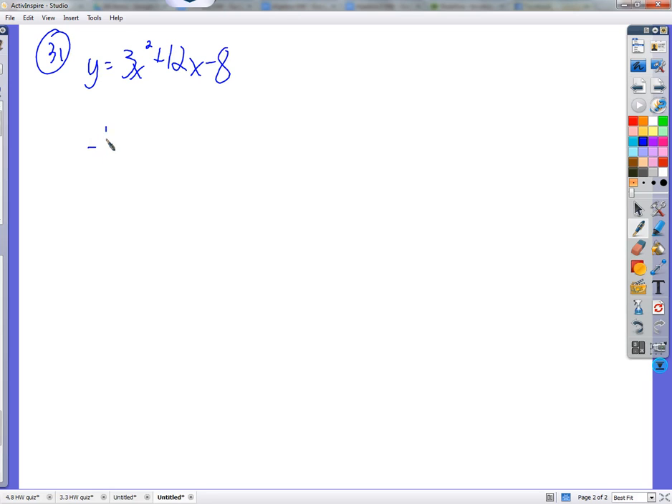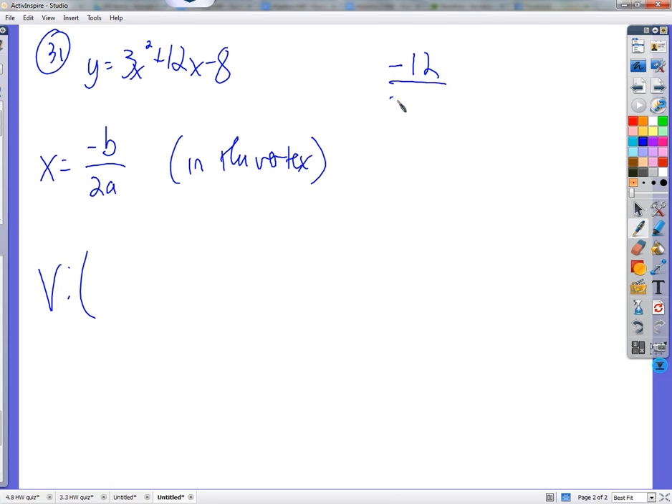Okay, yes. Not quite enough to say negative b over 2a. What's the significance of negative b over 2a? It gives you the x of the vertex, and then you just plug it in. Great. So we're going to find the vertex's x value. That's going to be negative b, negative 12, over 2 times a. A is 3. So negative 12 over 6 is negative 2.